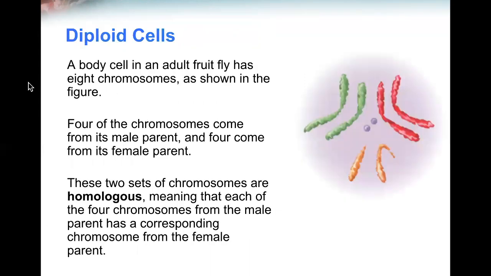A body cell in the adult fruit fly has 8 chromosomes, as shown in the figure: green, purple, red, and orange. 4 of the chromosomes come from its male parent, and 4 come from its female parent. These sets of chromosomes are homologous, meaning that each of the 4 chromosomes from the male parent has a corresponding chromosome from the female parent.